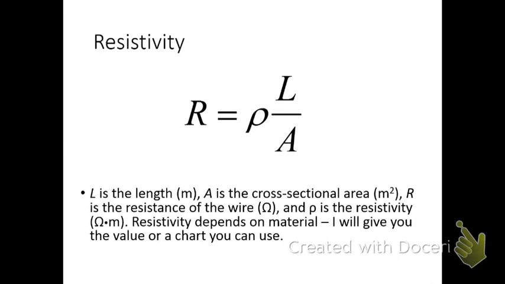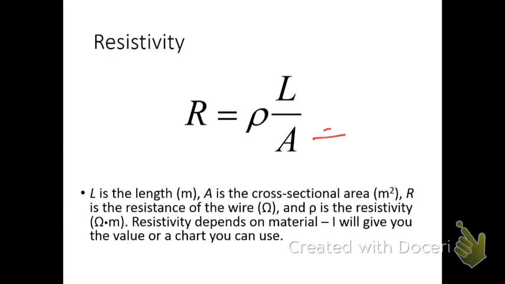Resistivity is the resistance of wires. Well, resistivity is not the resistance of wires. Resistivity is used to find the resistance of wires. So, R equals rho, Greek letter rho, times L over A. L is the length, rho is the resistivity. It depends on the material as well as the temperature of that material. So R is resistance, rho is resistivity, L is length in meters, and A is cross-sectional area in meters squared.